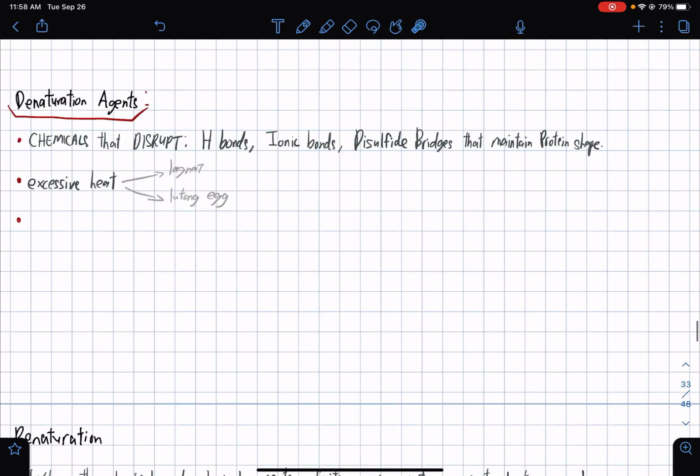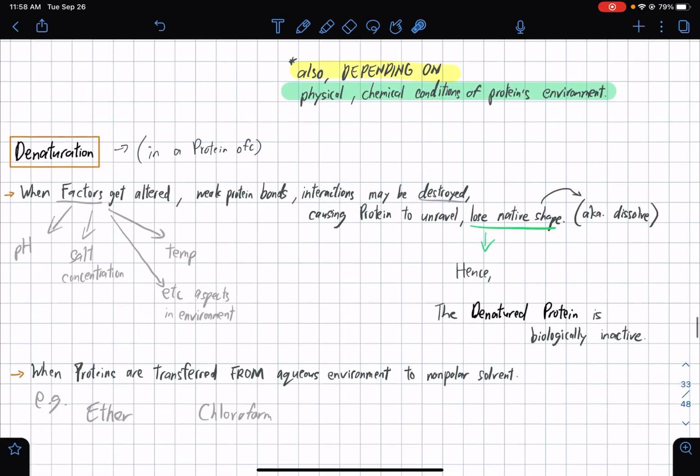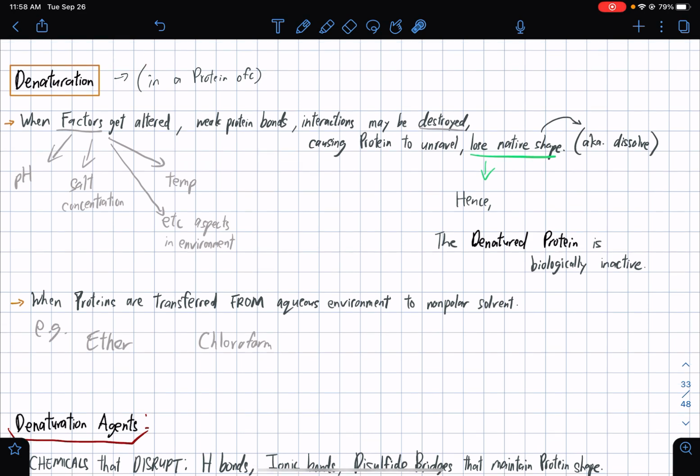So, we have two terms before we end the video on proteins. We have denaturation. Of course, this is in the context of a protein. This is when factors get altered. Weak protein bonds and interactions may be destroyed, causing the protein to unravel and lose its native shape. Therefore, the denatured protein is biologically inactive. Denaturation is also when proteins are transferred from an aqueous environment to a nonpolar solvent, for instance ether and chloroform. The factors in a protein's environment basically consist of pH, salt concentration, temperature, and other aspects.